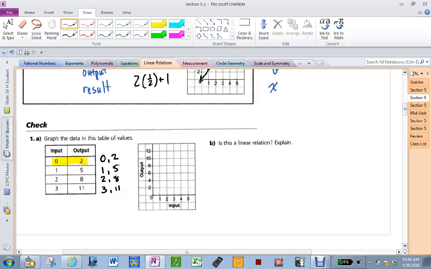Great. Now, let's put them on the graph. 0, 2. Everyone cool? 1, 5. Everyone cool? 2, 8. 3, 11. Everyone good? Now, toughest question. Is it a linear relation? Yes. Why? Because it makes a straight line.